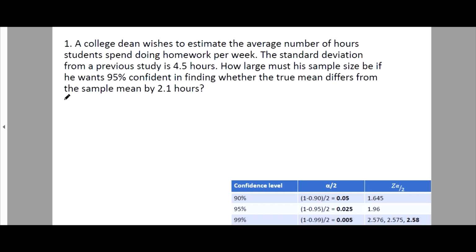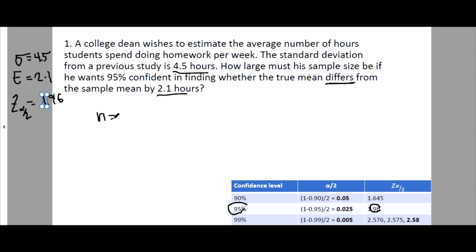So first, let's have the given. Of course, our n is not given. So what is this 4.5? This 4.5 is the population standard deviation. Next, 95%, whether the true mean differs from the sample mean by, take note of this word, differs, so meaning it is the maximum allowable difference from the true mean. So meaning this 2.1 here is our margin of error, 2.1 hours. Okay, so the missing here is just the z sub alpha over 2. Since this is 95% confident, we have this table below, so 95%, so 1.96.